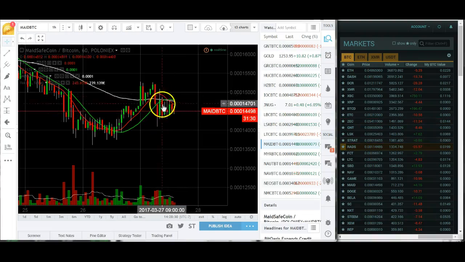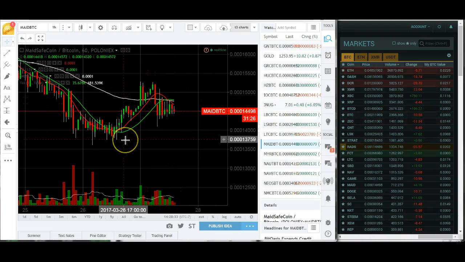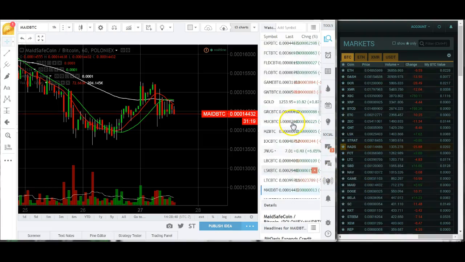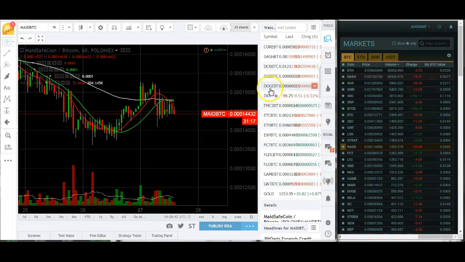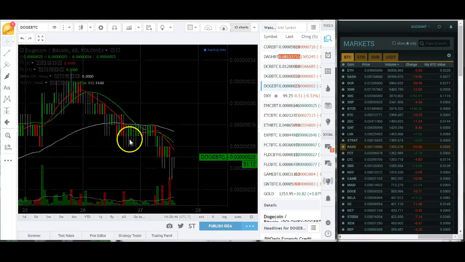See the 8 crossing over the 34? So I don't think this was ready. Look for previous low support. MAD, let's just do a couple more, we'll call it a day. I think we pretty much covered all the movers with volume.